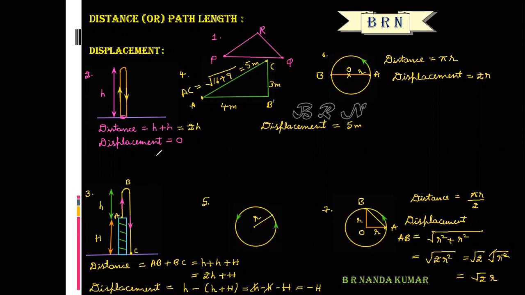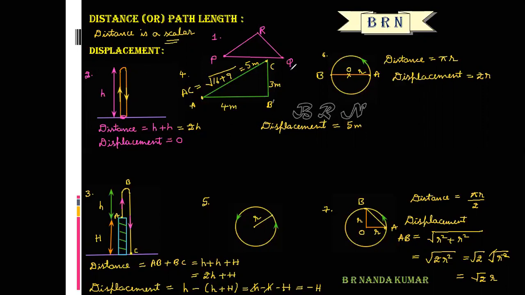So what is the meaning of distance? Distance means the length of total path covered by a particle in a certain time without considering the direction. So distance is which type of physical quantity? Actually, distance is a scalar physical quantity.